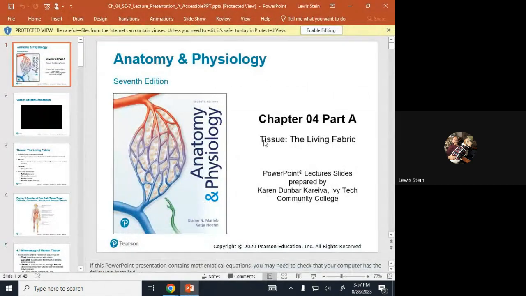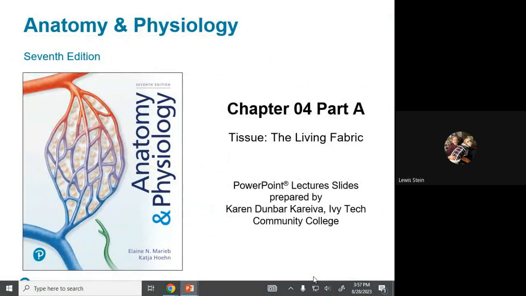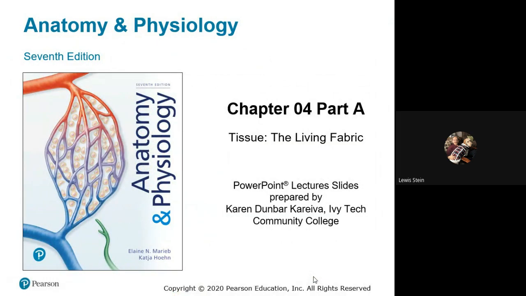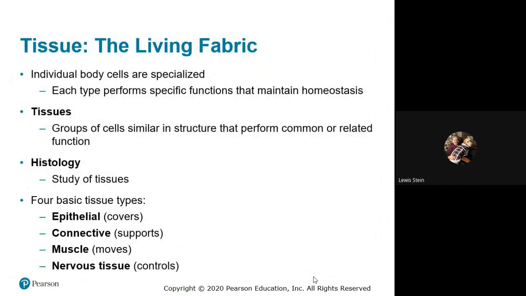Here we are. There are 2 parts of chapter 4. It is about tissues. Remember, tissues are groups of similar cells, and we can ascertain their function anatomically from their appearance and their location. So we group them similarly. We are going to focus today on lining tissues or covering tissues.